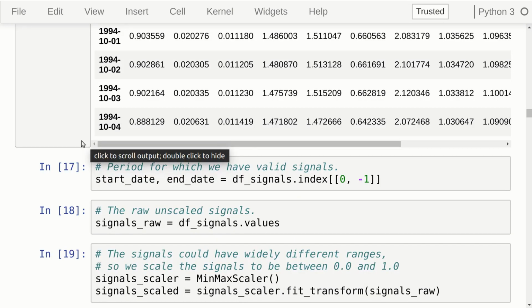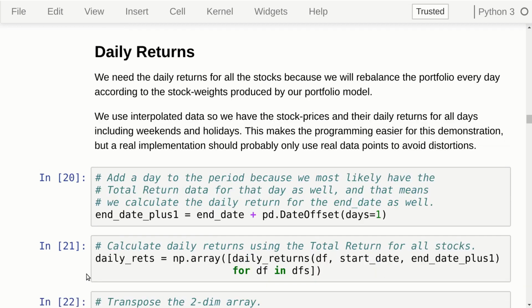So anyway, now that we have all of this data in a big pandas data frame, we need to pull that out as a NumPy array, and then we scale it because the values can vary quite dramatically, especially if you have many other types of signals as well. So that now the signals are between 0 and 1. What we are going to do for simplicity here is that we're going to use the daily returns, so they are interpolated from the data that we have.